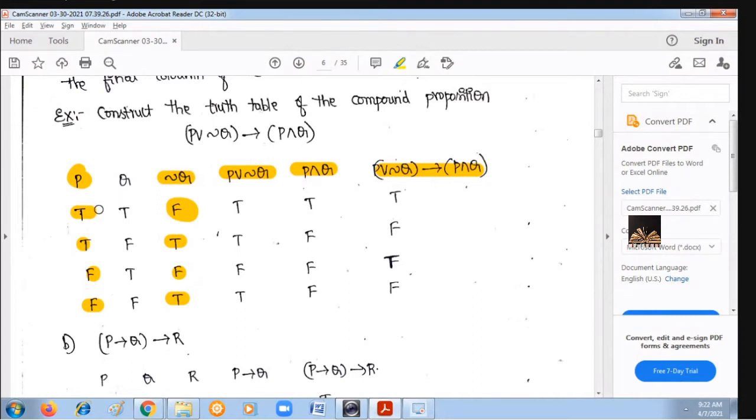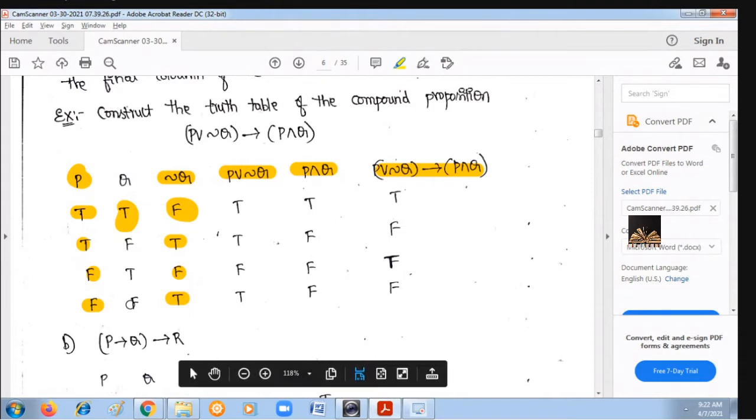Similarly, P and Q. That means both the values should be true, then only it is true. T and T, so the result is T. T and F. One value is false, so the result is false. Here also one value is false, so the result is false. Here both the values are false, so the result is false only.